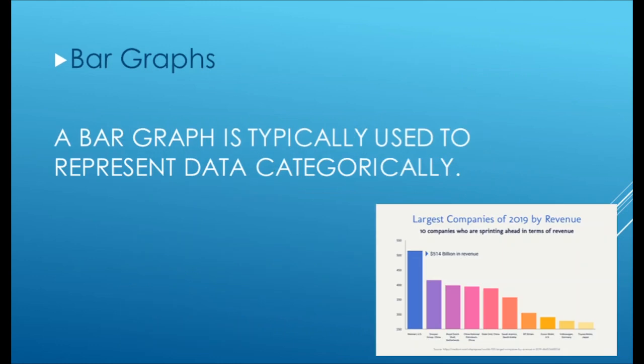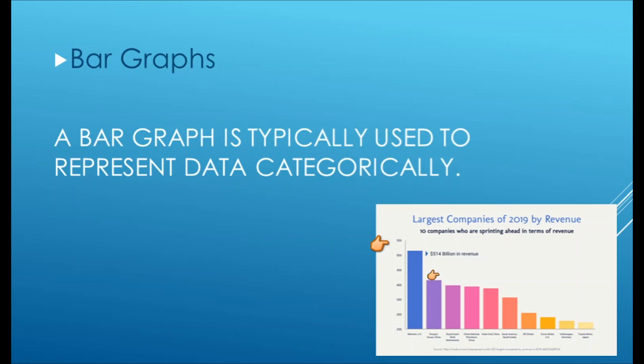In this example, we have a bar graph. So bar graphs are typically used to represent data categorically, or in categories, to put it simply. All right, so if you look down below here, you have an X and Y axis. All right, the X lists the names of companies. The Y axis lists the amount of money.